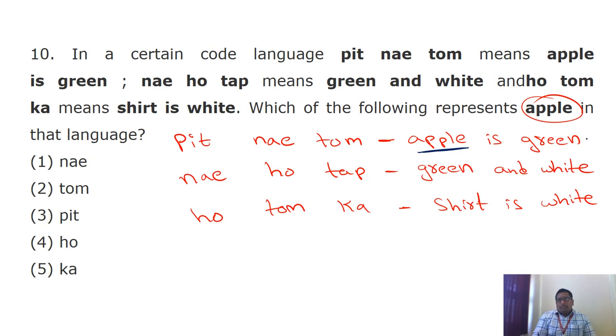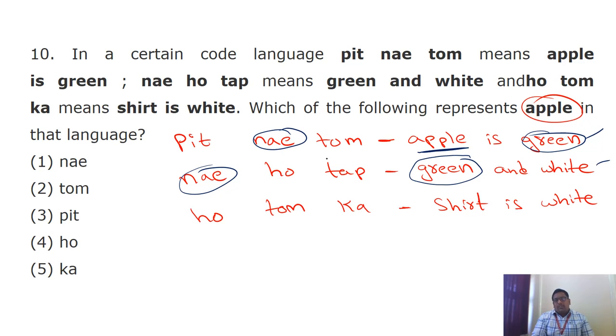Okay, so compare this one and this one. Which English word is common? Green is common. Which code word is common? NAE is common. So my conclusion is that green means NAE. Clear?